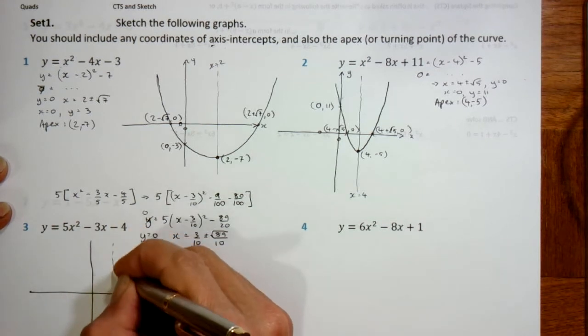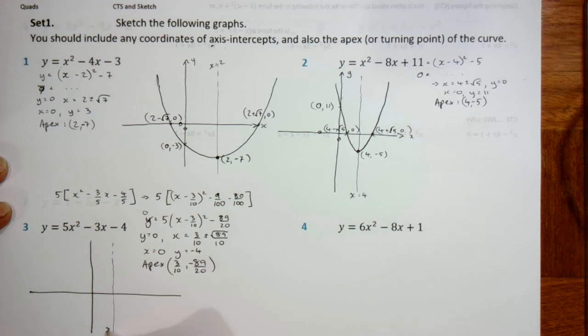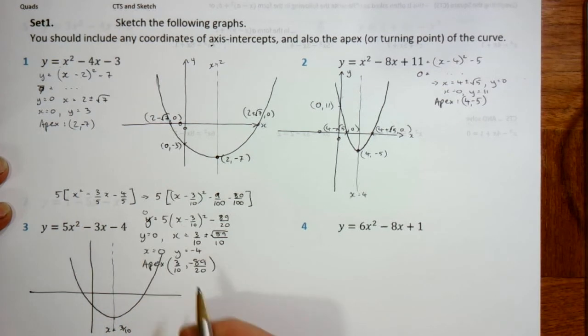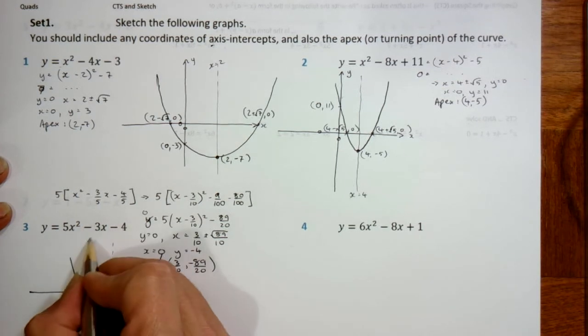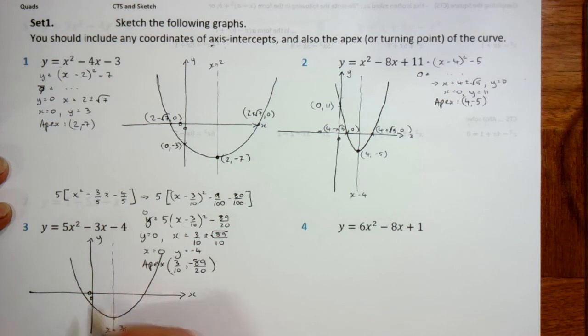3/10 is our line of symmetry, so why not label it while we're at it. The y-intercept is minus 89/20. The y-intercept is negative, so it's going to do something like that. Let's label our axes. 0 and 0.